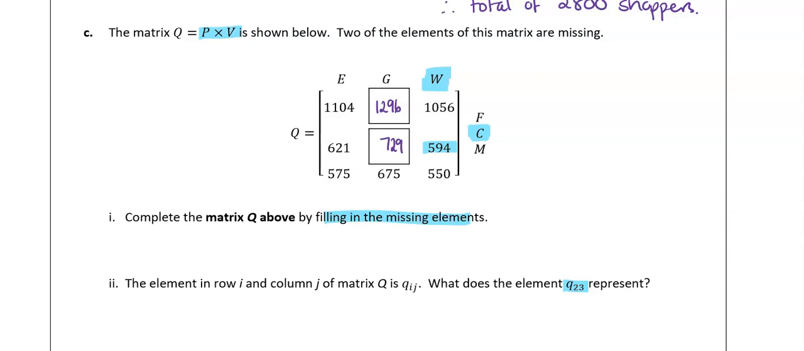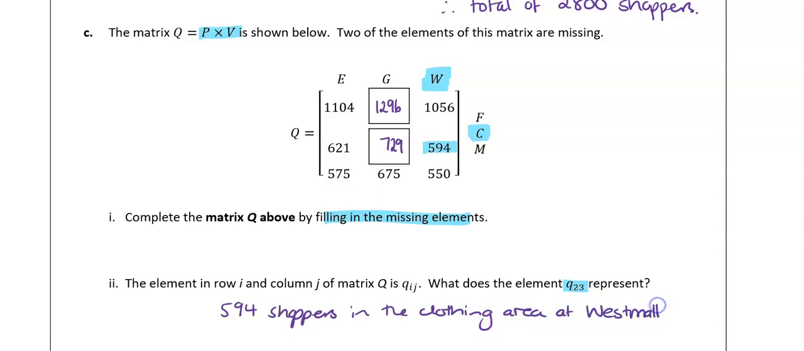It represents that there were 594 shoppers in the clothing section, or the clothing area, at West Mall. So note here, when it asks what does it represent, we don't want you just to tell us the number. We want you to tell us, using those row and column headings or labels, what is that actually representing.